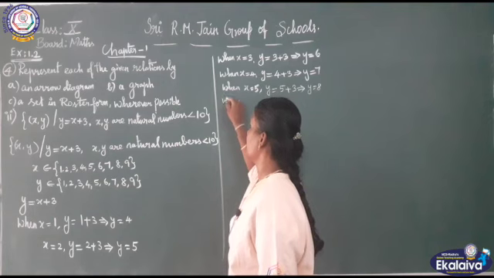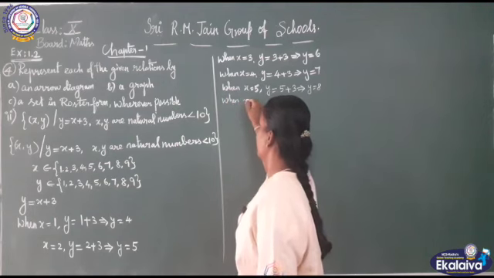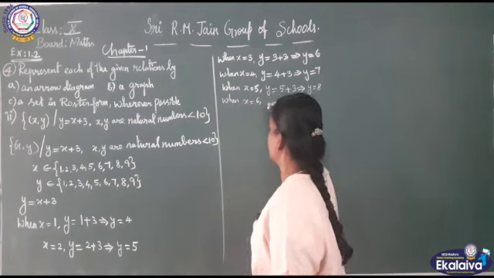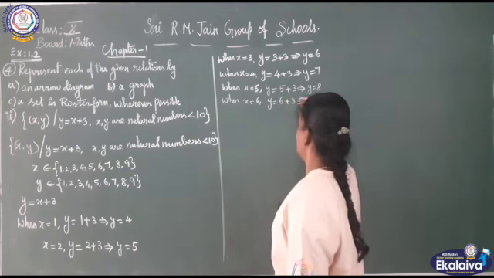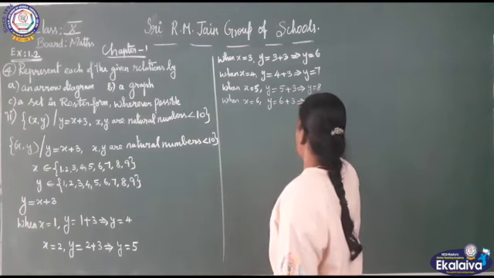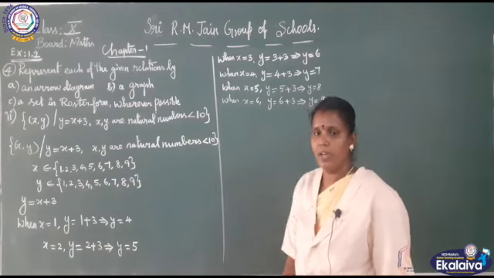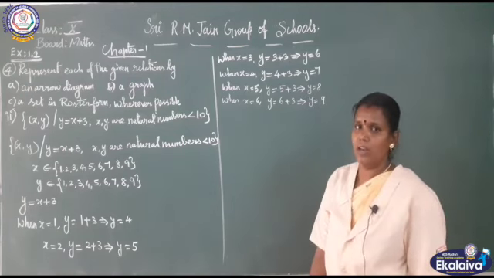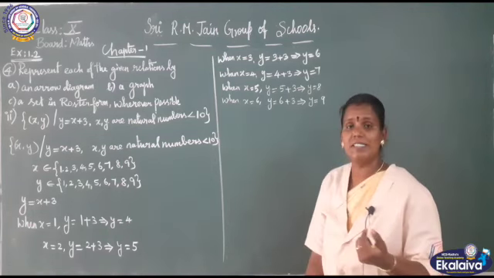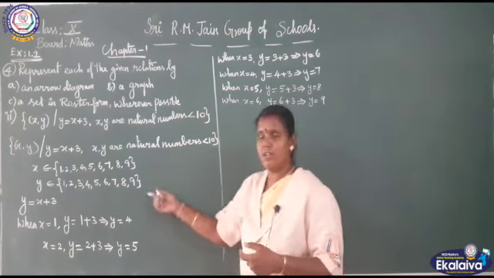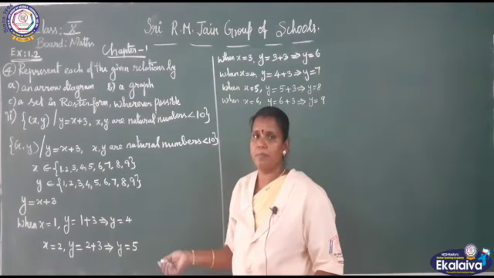Again, when x equal to 6, we will get y equal to 6 plus 3, which gives the value y equal to 9. So here we will get the y value as 9. If we use x equal to 7, we will get the y value as 10, but we do not have 10 in this y set. So we should not proceed after this.